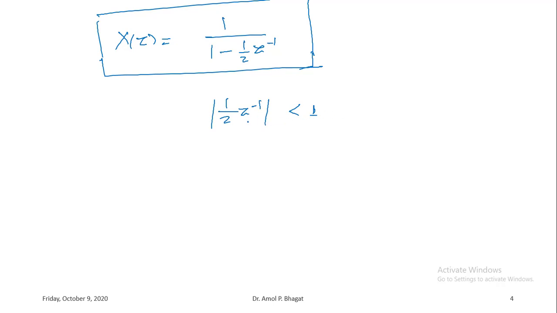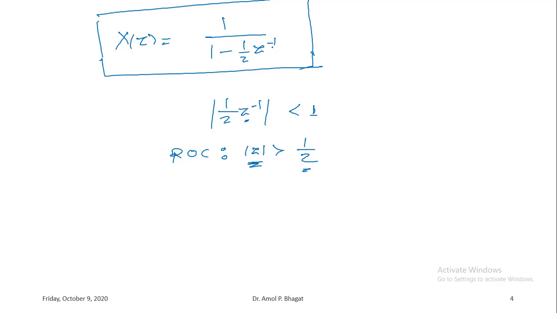So as per this condition, if you transfer this z inverse to the right hand side, it will simply be z, because it will be 1 upon z inverse. If you take that z inverse to the numerator, it will be z. So it will be 1 by mod 1 by 2 less than z, so you can say that mod z is greater than 1 by 2. So this will be its ROC.